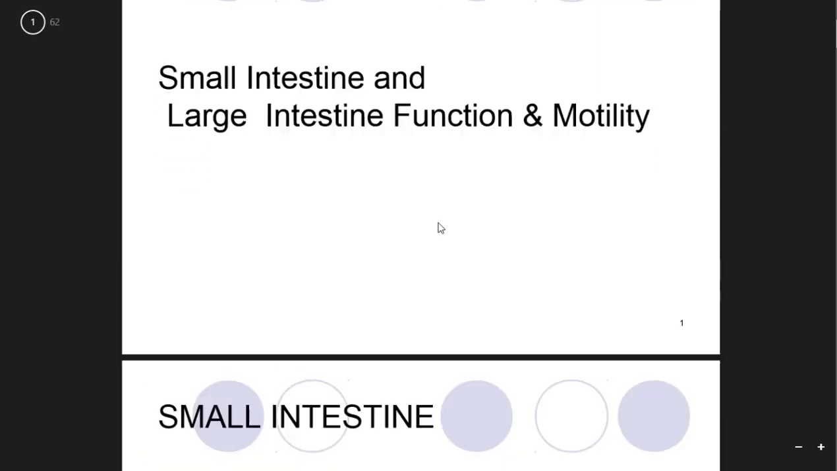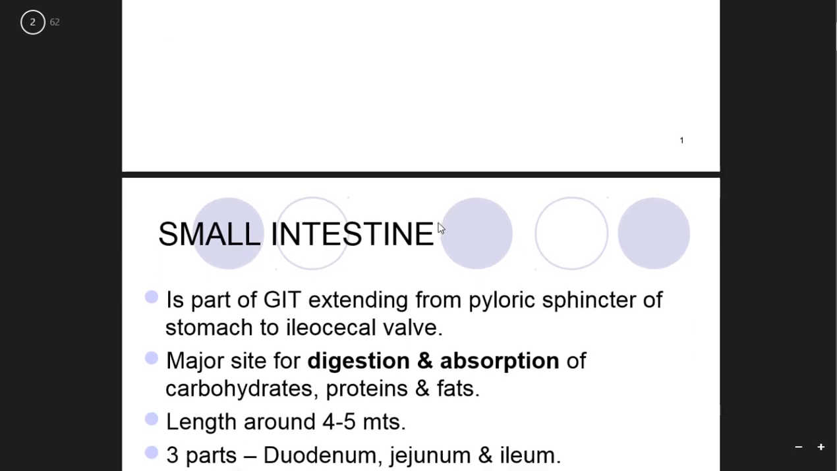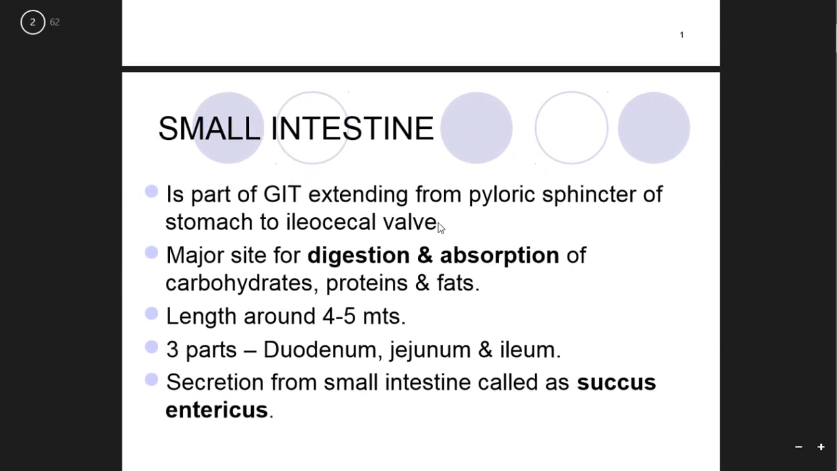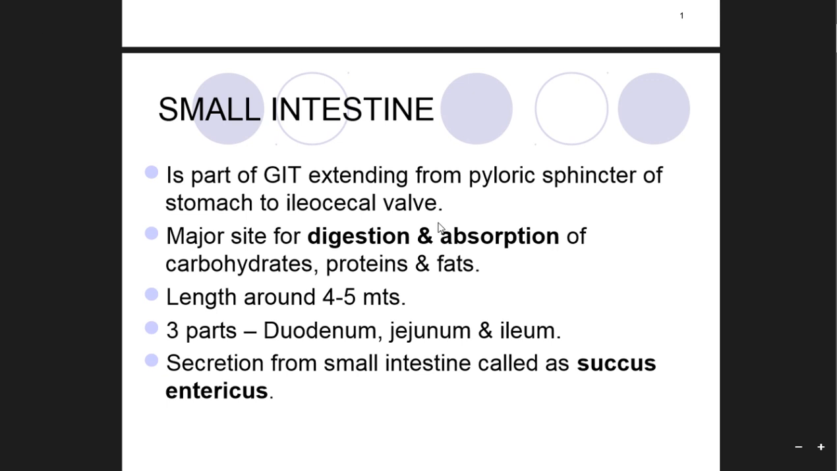Now we learn about some part in the small intestine. As all of you know, saliva is the first. Gastric secretion is second. Then we have the bile. Then we have the pancreatic juice. And the last is the role of the intestinal phase.